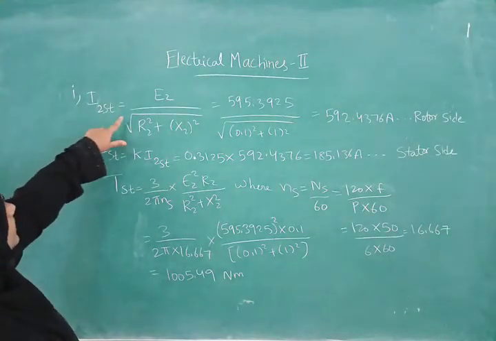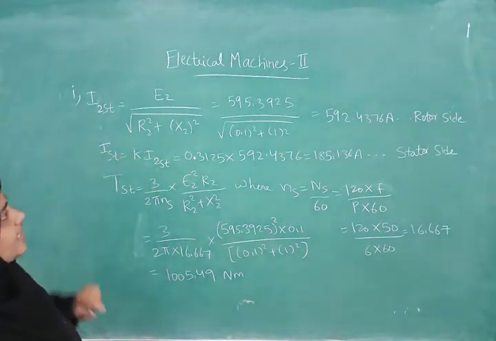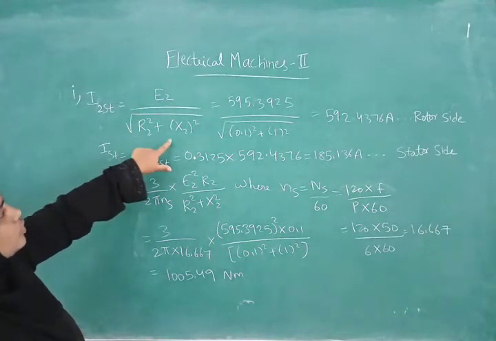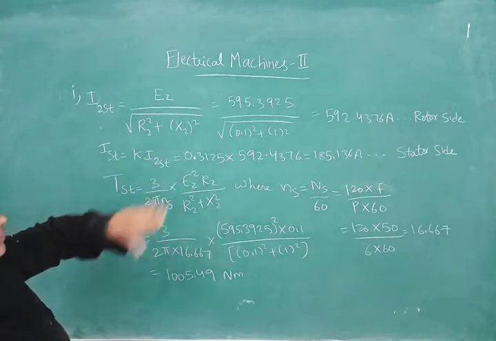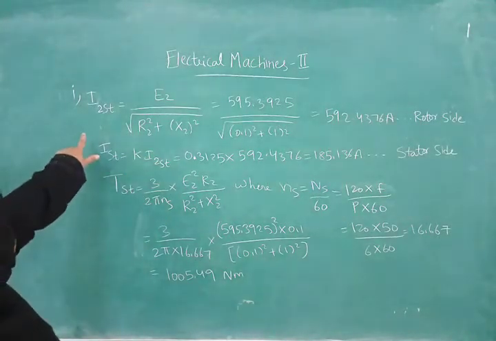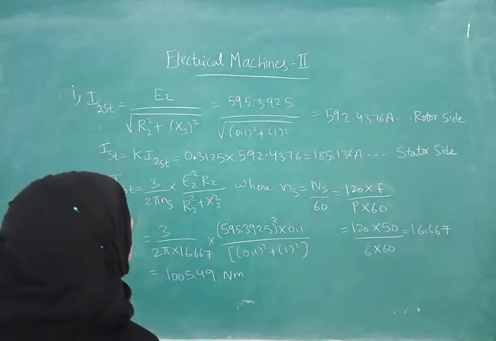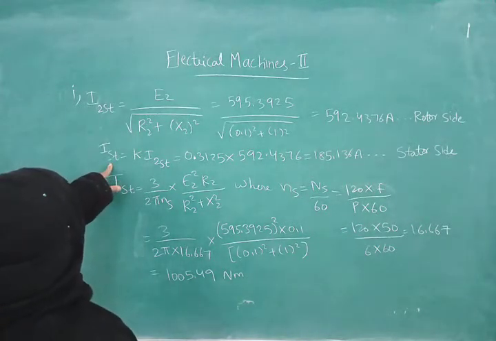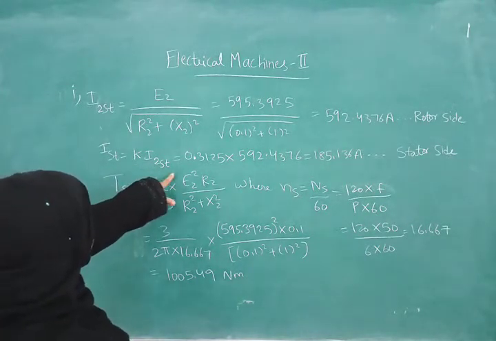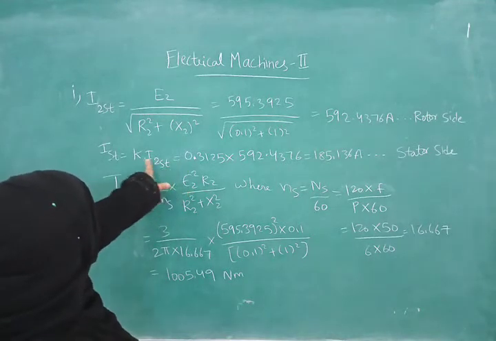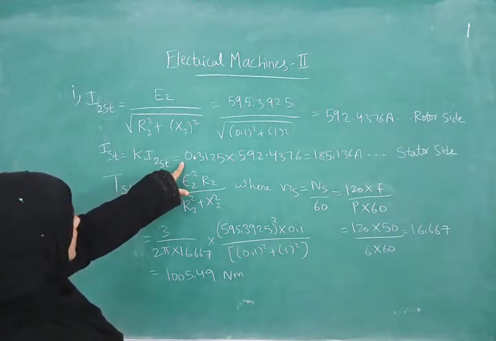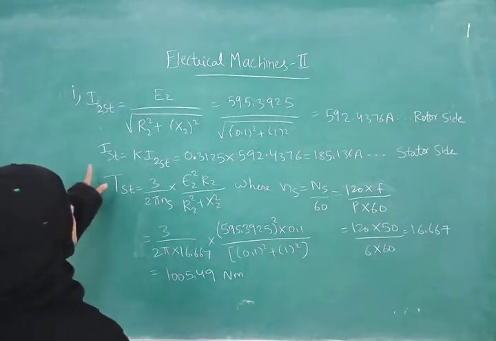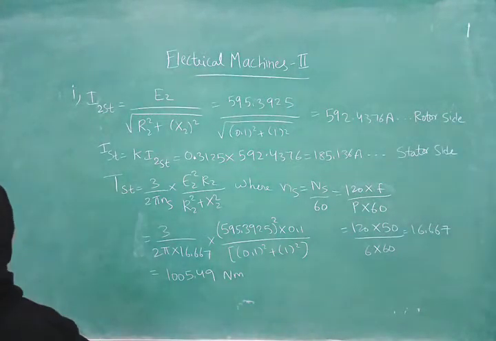So I2 starting current will be equal to E2 by root of R2 square plus X2 square. We know the value of E2, we have calculated. R2 and X2 values are given in the question as 0.1 and 1. So I substituted these values, I got this as 592.43 amps. Next, on the stator side, the starting current is K into I2ST, that is K value, already we have found out, 0.3125 into this value. This will give us the stator side starting current.